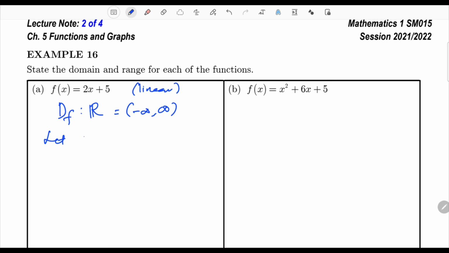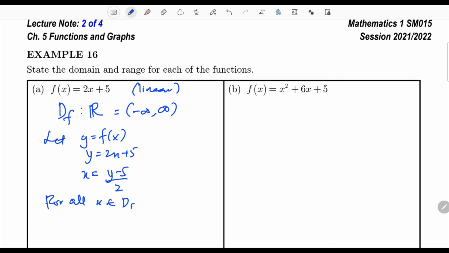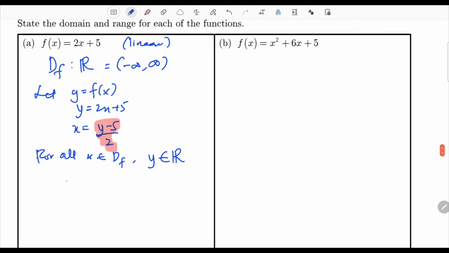Next, we're going to let y equal to f(x). So y equal to 2x plus 5. Rearrange, so we get x equal to (y minus 5) over 2. For all x elements of the domain, what are the possible values of your y here? So y also will be real numbers. Hence the range of f will be real numbers, so negative infinity to infinity.